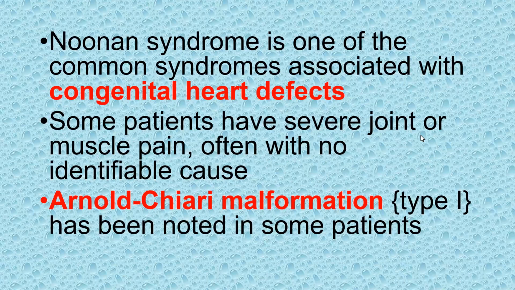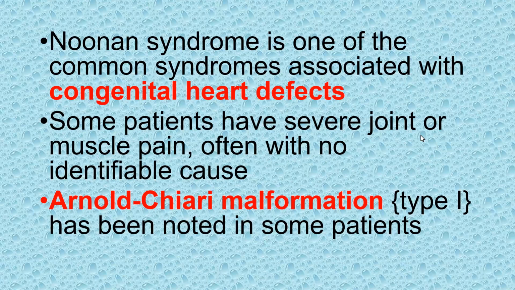Some patients have severe joint or muscle pain, often with no identifiable cause. Arnold-Chiari malformation type 1 has been noted in some patients.